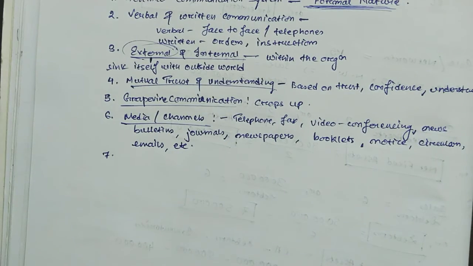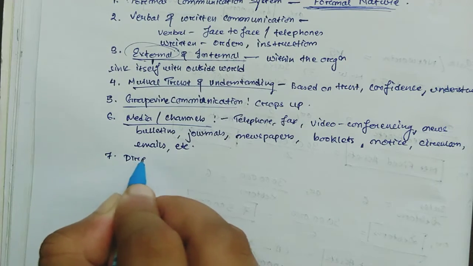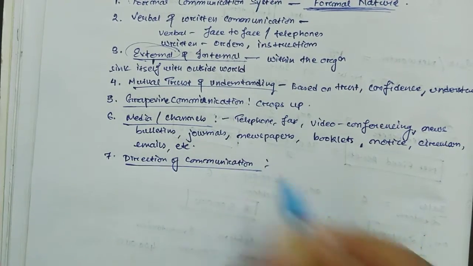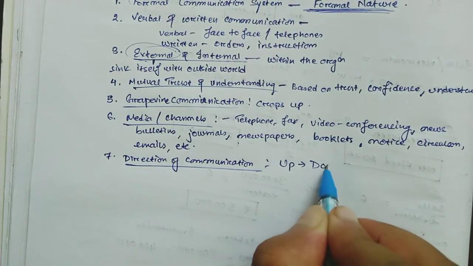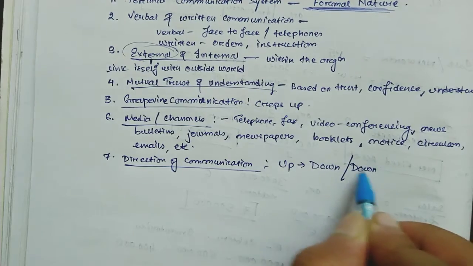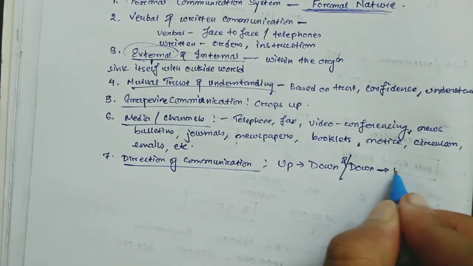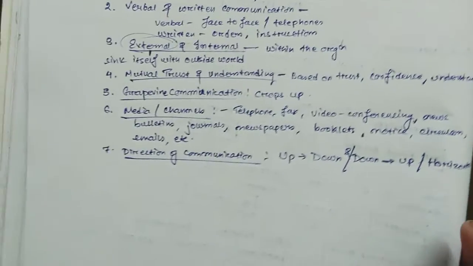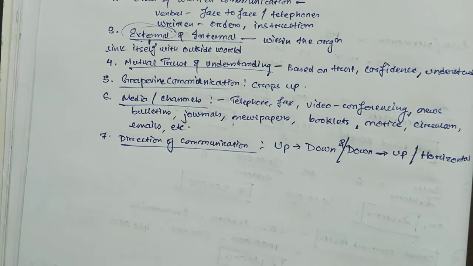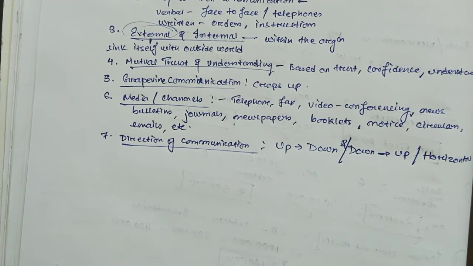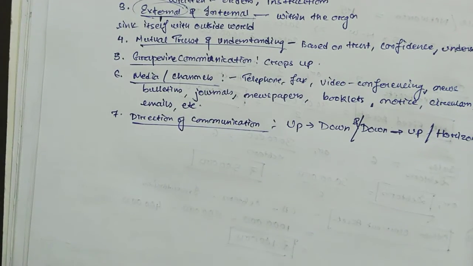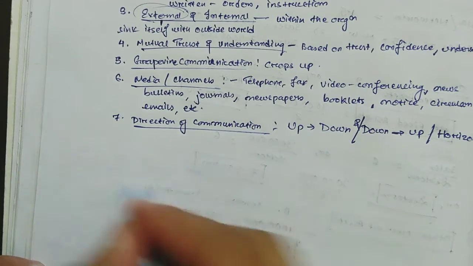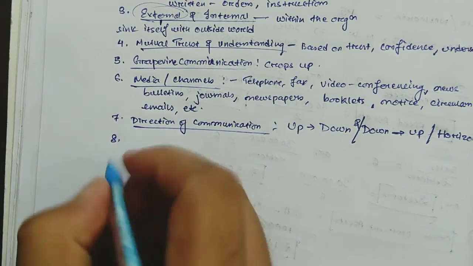Okay, next point, direction of communication. Generally it is up to down, or down to up, as well as horizontal or across. So this communication can be seen in up to down, down to up, as well as horizontal communication. That means information flows from top to bottom, bottom to top, as well as across the departments. So these are the different directions of communication.